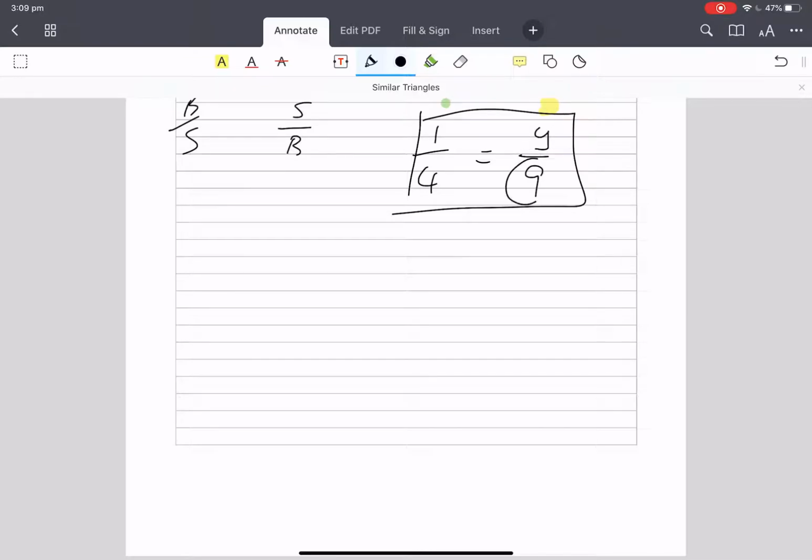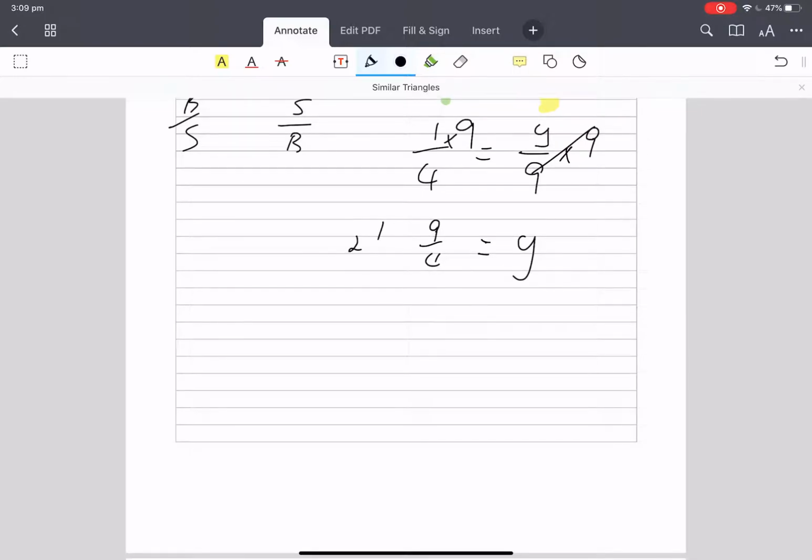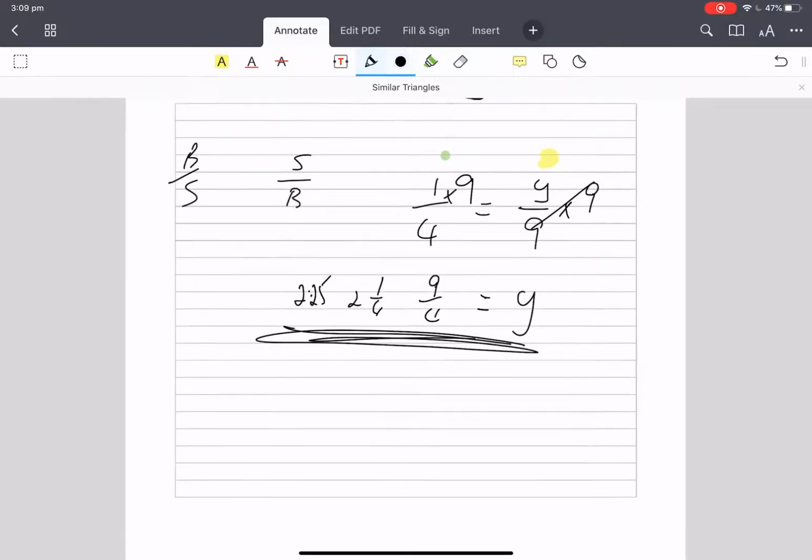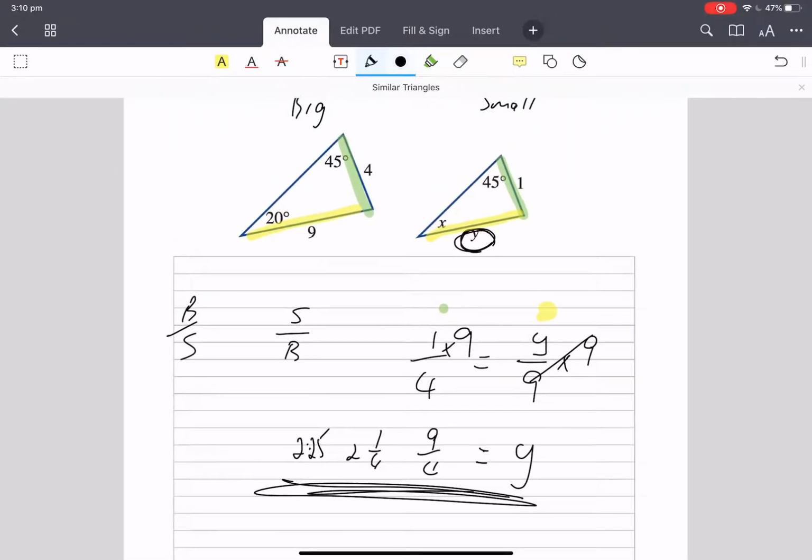We want to move this 9, so let's multiply both sides by 9. Y equals 9 on 4, which is 2 1/4 or 2.25. There we go, we just found y.